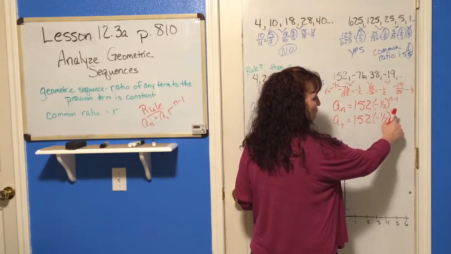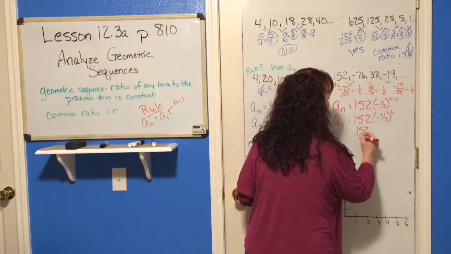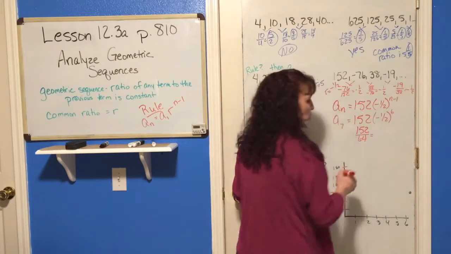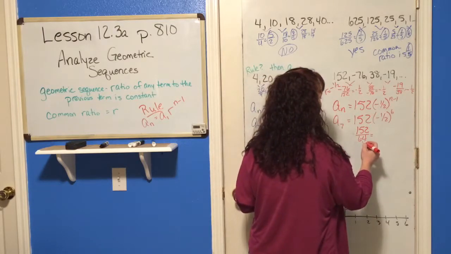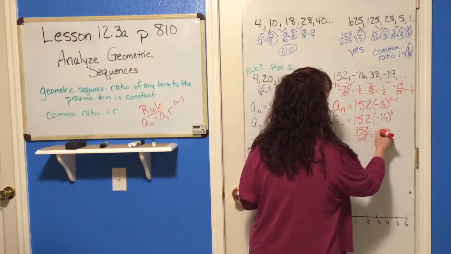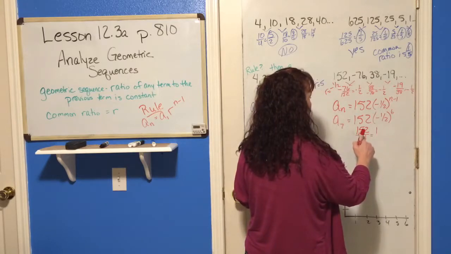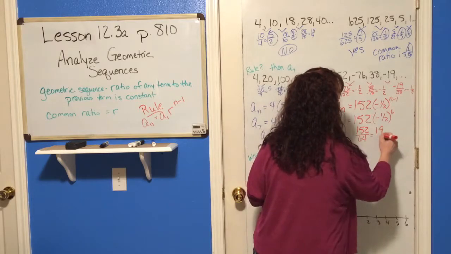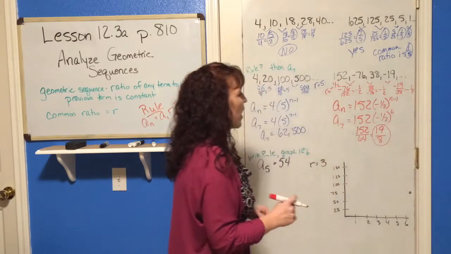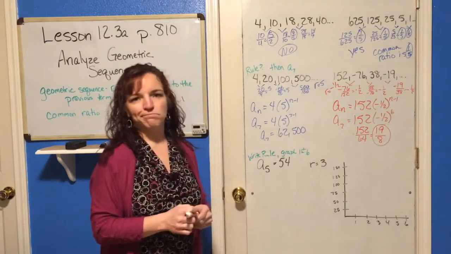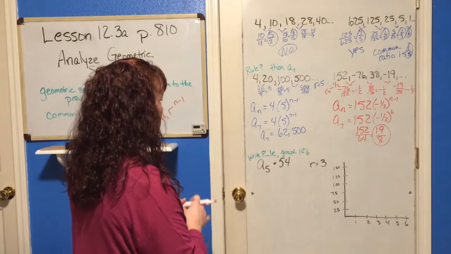2 to the 6th power is 64, so I have 152 over 64, which will reduce by 8. 152 divided by 8 is 19, and 64 divided by 8 is 8. It does reduce by 8. 19 over 8 is the value of your 7th term. All right? Okay, easy, one more type.